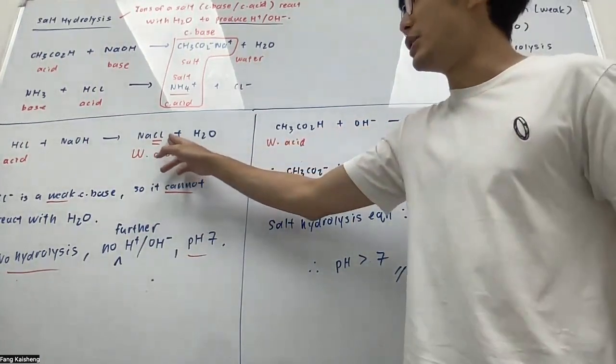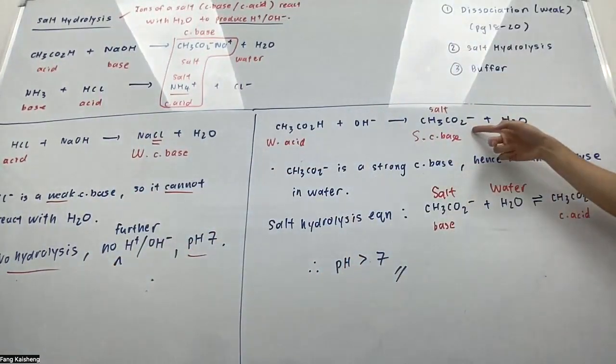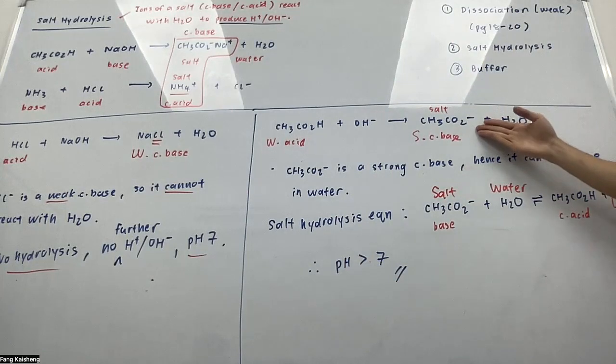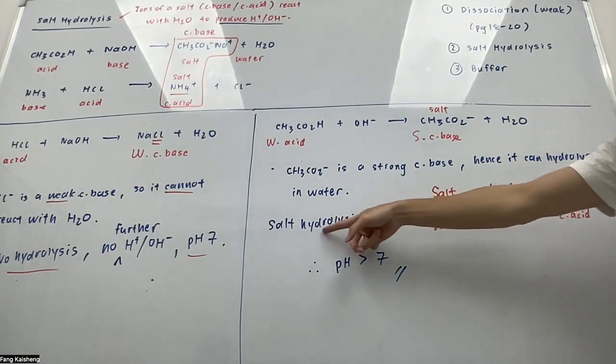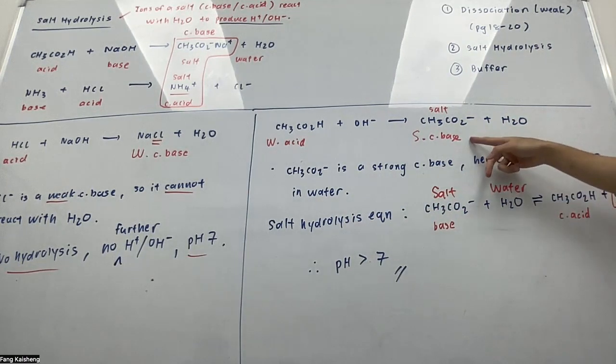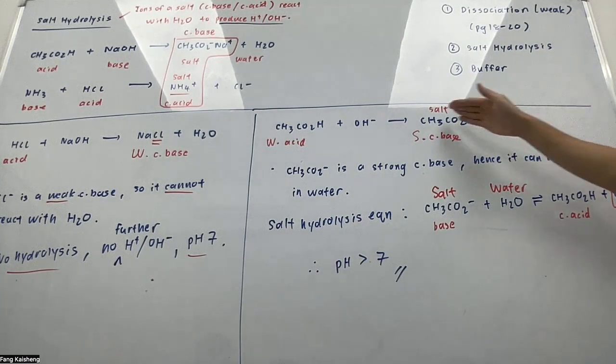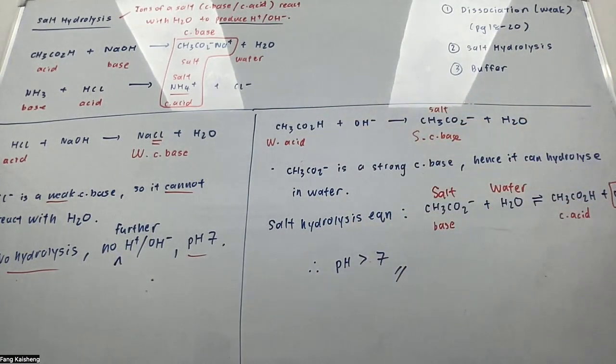Here, why is it neutral? Because it can't undergo further hydrolysis. Why does this one produce an acidic or basic solution? Because it can undergo a further reaction with water. After all, it's not a conjugate base, right? So a base must produce OH minus. So the pH of this reaction here is actually more than 7.